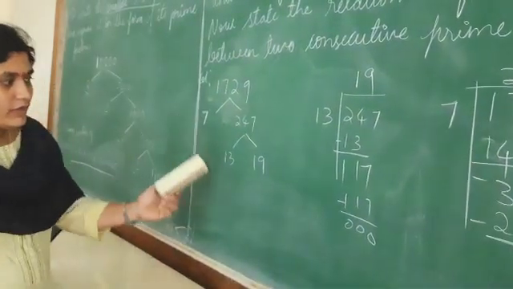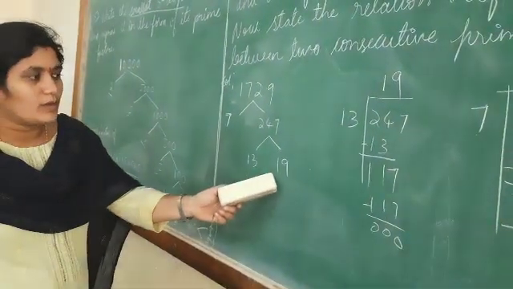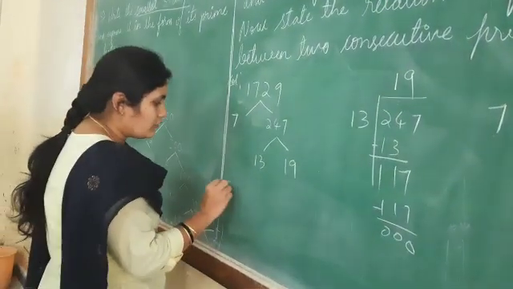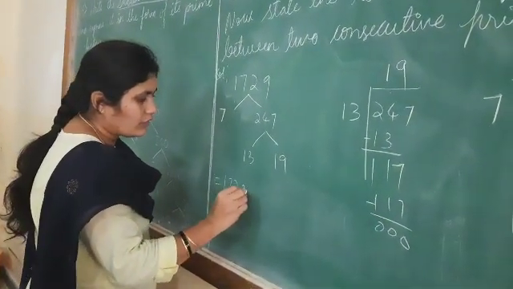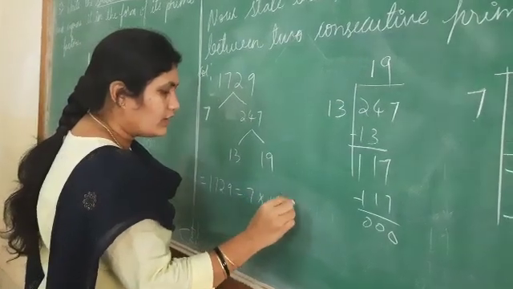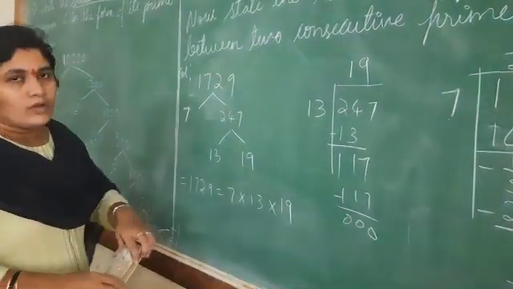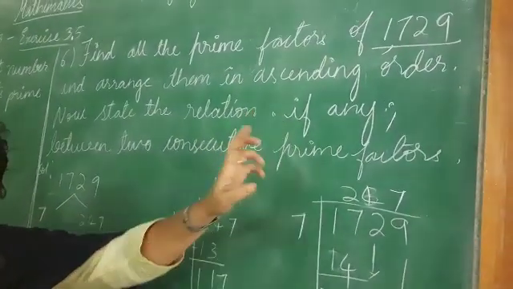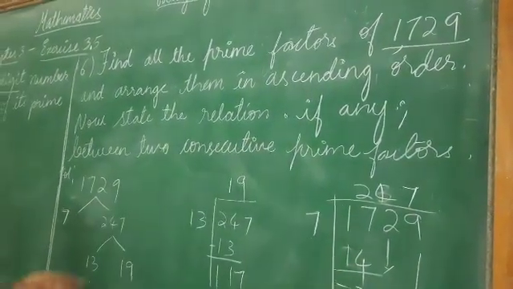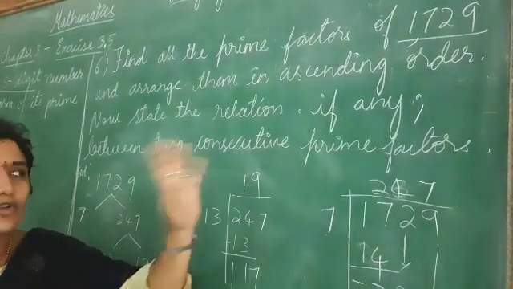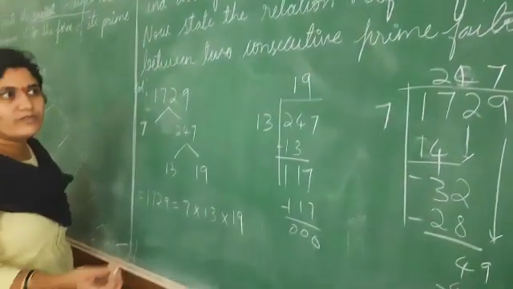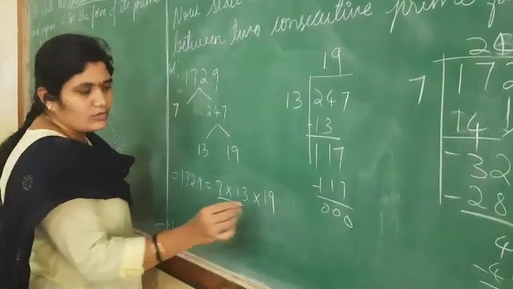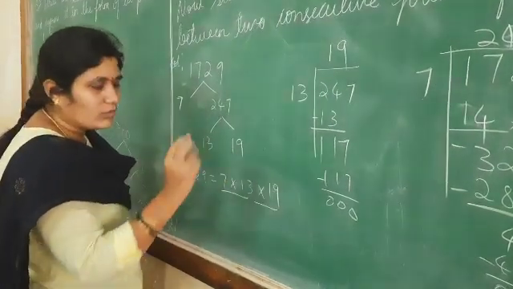Now why have we written all the prime numbers here? There is a relation for this. 1729, if you write, is 7 into 13 into 19. Once again I will repeat the question: state the relation if any. That means you should show some relation between two consecutive prime factors. Two consecutive prime factors means either these two or else these two. Any two you can choose.